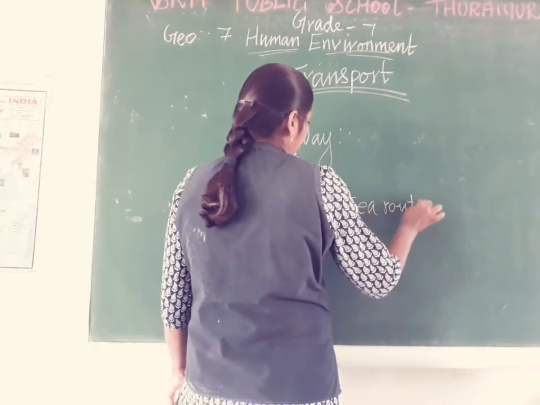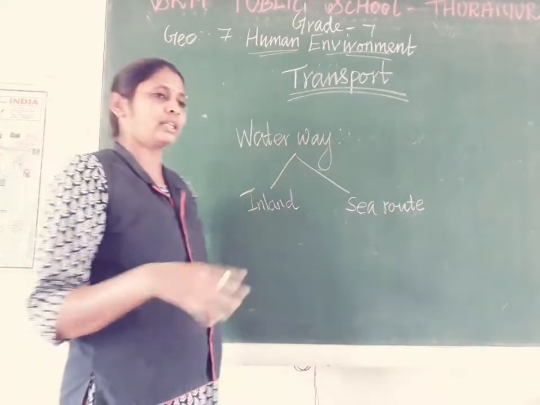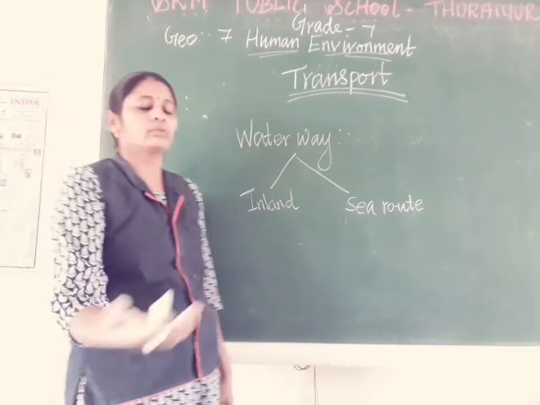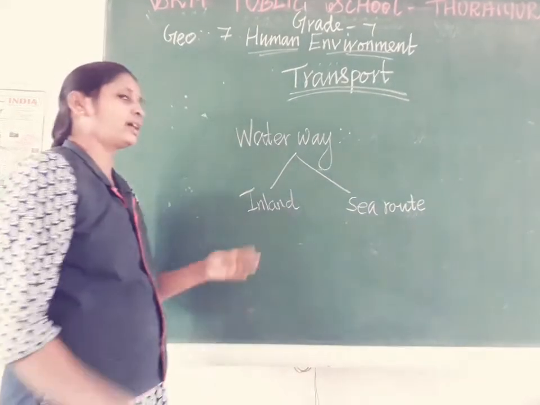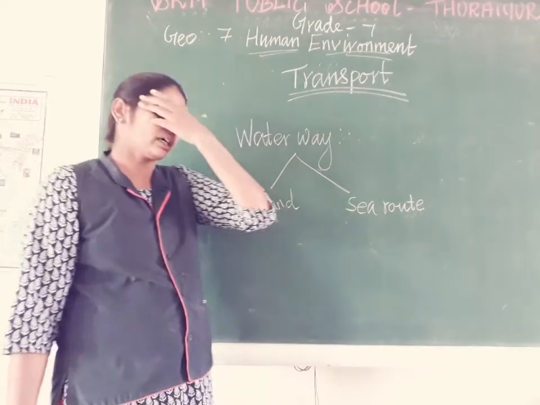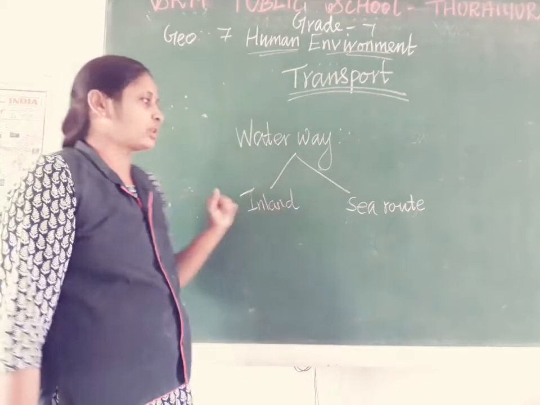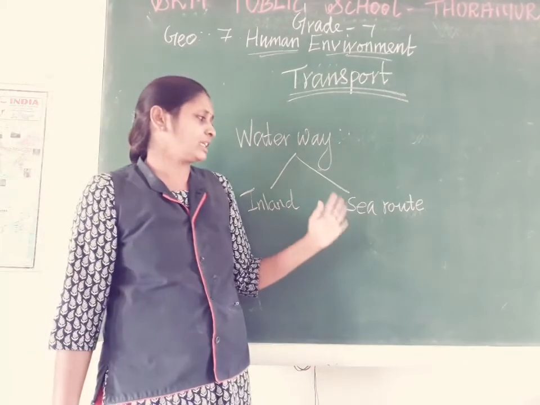Sea route connects one country to another country. Inland means within a particular country, with the help of river water, they move from one place to another, right? The best examples in India are the Ganga and Brahmaputra. In North India, on the Ganga river, particularly in West Bengal, waterway transport is very popular.